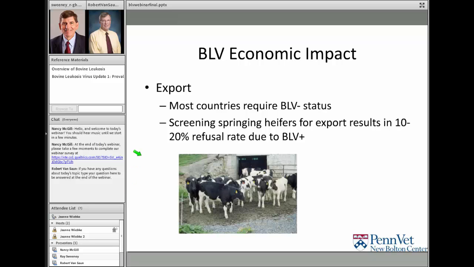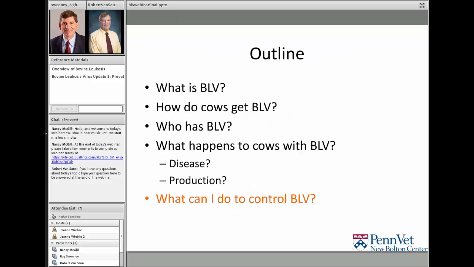Now, if you happen to be somebody who's trying to export cattle, this does have a significant impact on your business because European countries and other countries will not accept animals unless they are BLV negative. And we're finding in people that are assembling heifers for export, as many as 10 to 20% of those heifers are testing positive for BLV. So that's a lot of animals that have to be removed, and it's a big hassle. So that is a major problem for people that are trying to export animals.